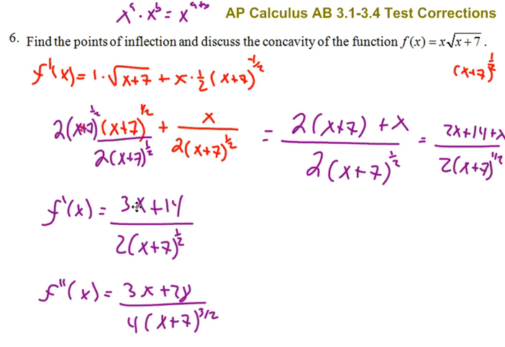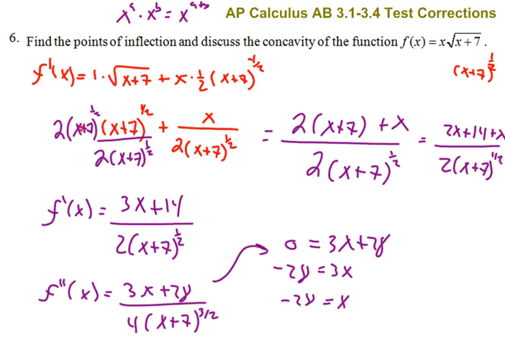All right, so now that we have that, the way that we find our point of inflection is we set this whole thing equal to 0. Well, when we have a denominator, we just ignore the denominator, and we just set the numerator equal to 0. So 0 equals 3x + 28. So I move the 28 over here, and I divide by 3. Okay, so that means we're going to get negative 28 thirds.